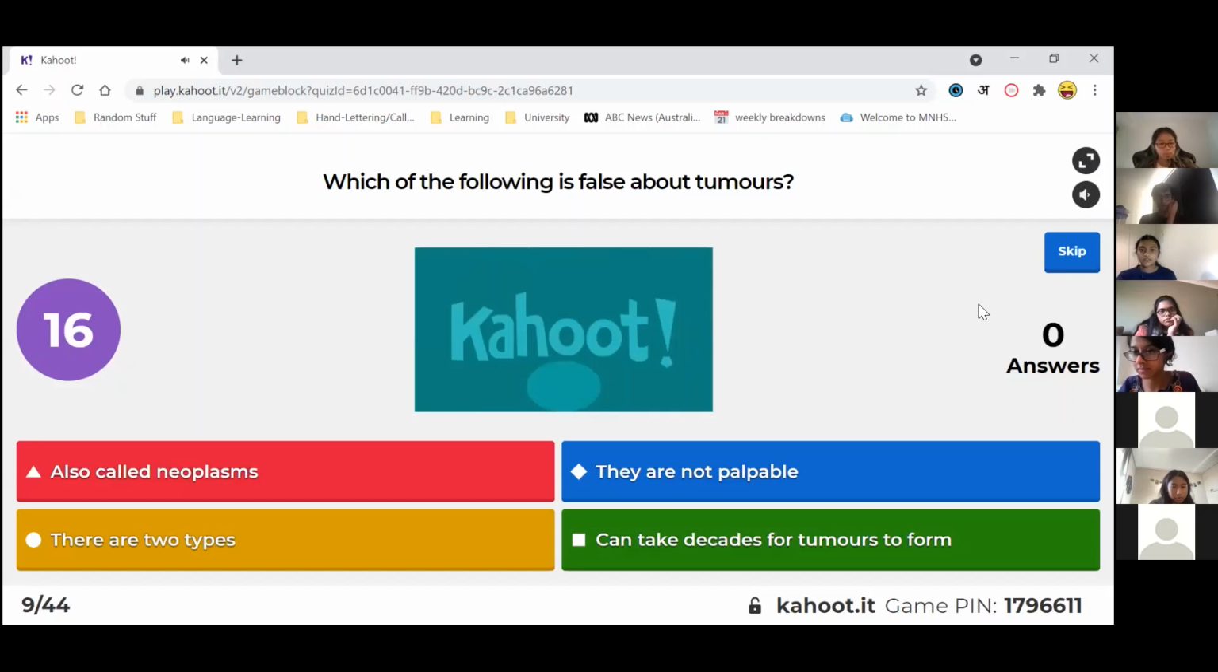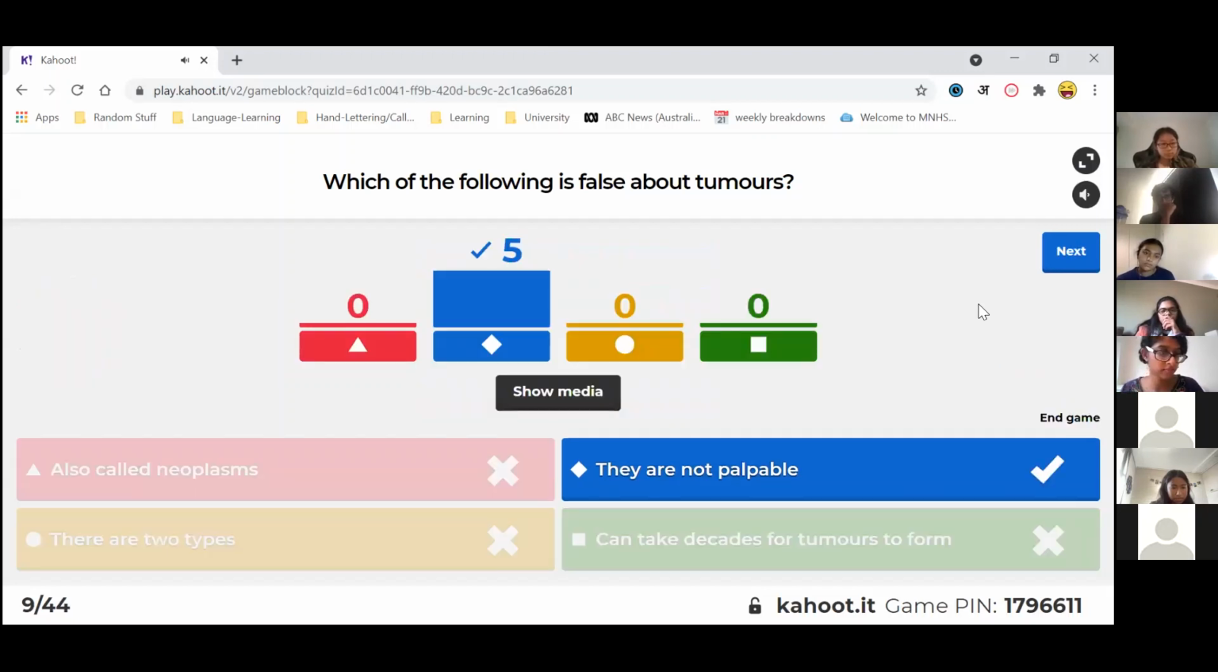So which of the following is false about tumors? Yep, perfect. So yes, they can be palpable.